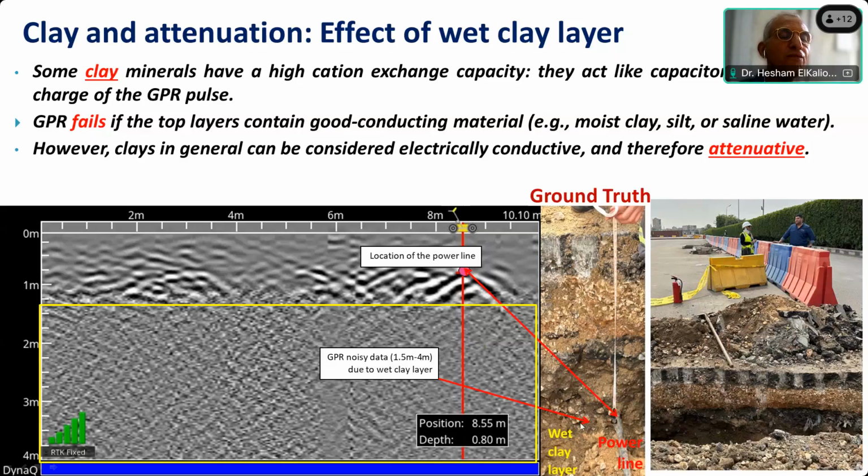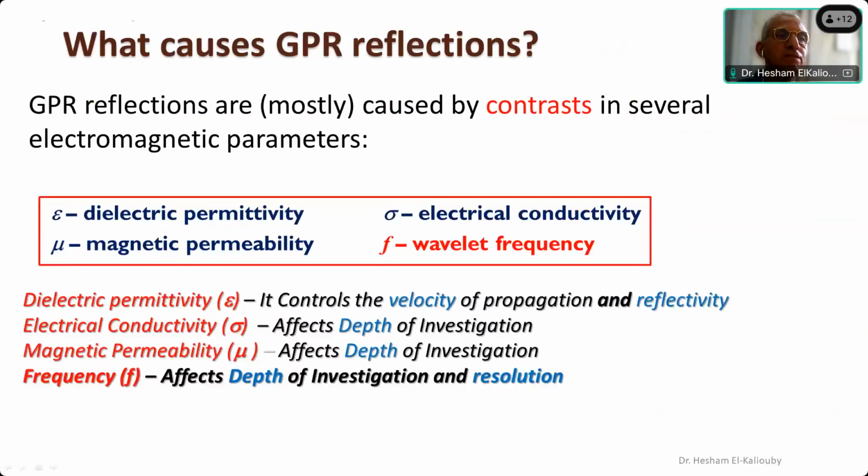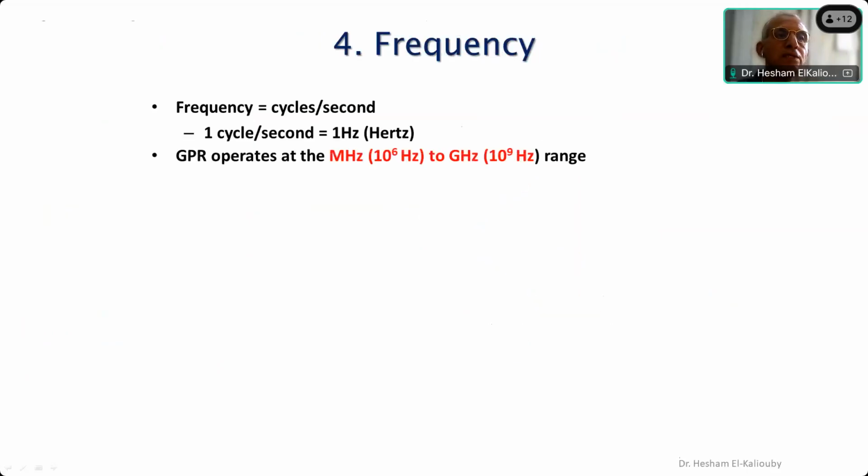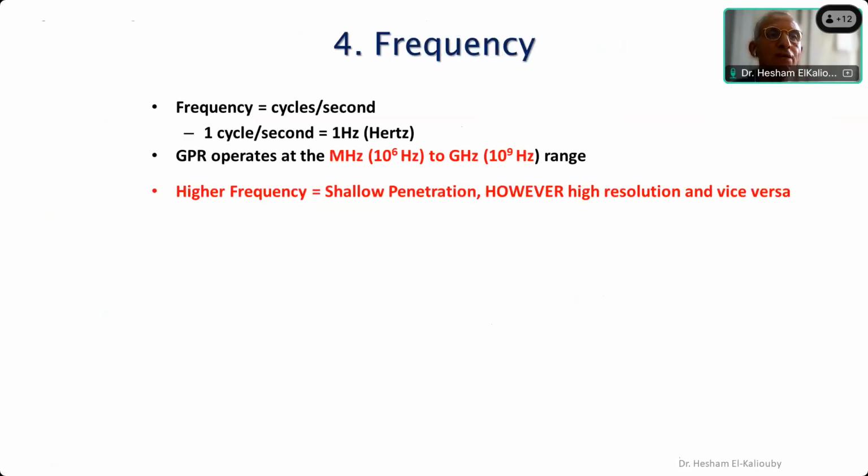The fourth parameter, after we already talked about permittivity, conductivity, and magnetic permeability, is the wavelet frequency which we are using for the GPR. Frequency is the number of cycles per second. One cycle per second is 1 hertz. We measure it through 2 peaks or 2 troughs. GPR operates from the megahertz to gigahertz range. And as you know, high frequency will have shallow penetration, but it can provide us with high resolution, and vice versa. Let's see some examples here.